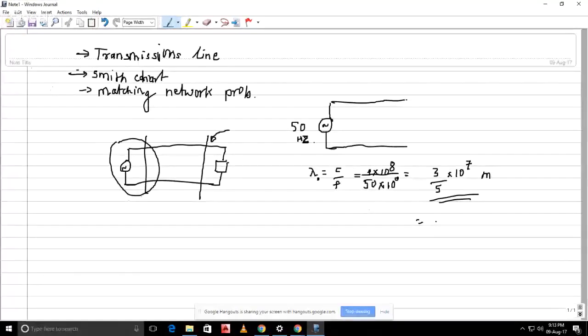So if you get the value, it will come somewhere around 0.6 into 10 raised to 7 meters. And if we adjust that 0.6, then it will give me 6 into 10 raised to 6 meters. So we have 6 megameters.